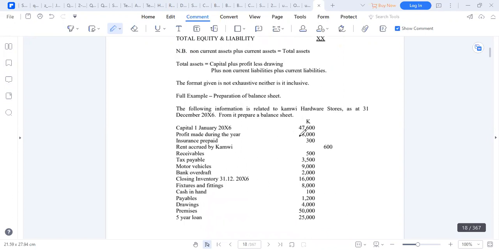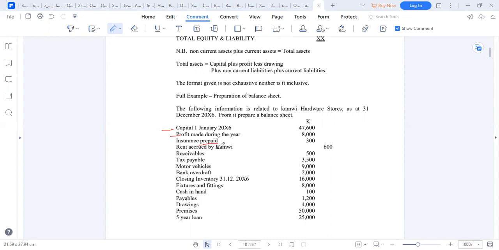Okay, so here we have information and we're being asked to come up with a balance sheet. So how can we divide this information? So we're going to take this. So this is capital, financed by capital. We add profit to it. Prepaid insurance, this is a current what? Asset, we know it will go there.